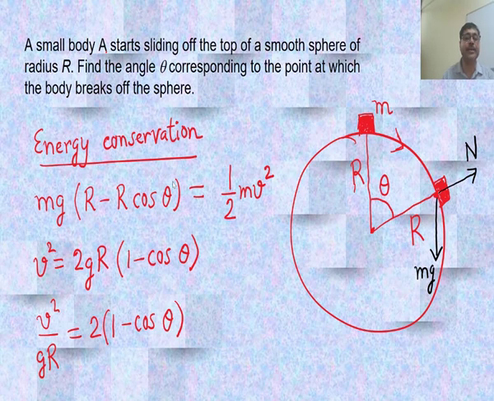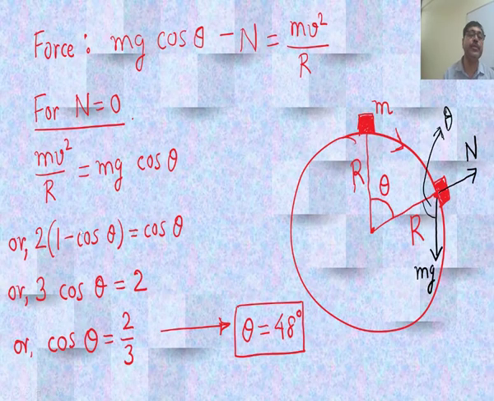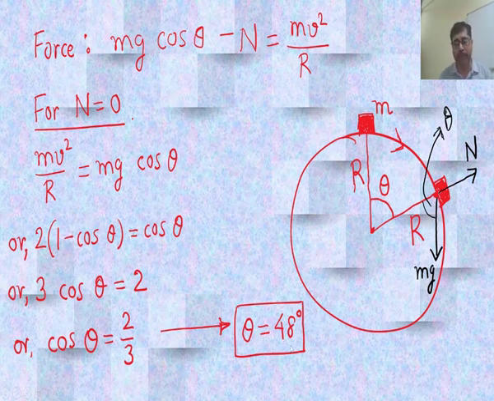Now go back to the previous slide. You have v squared by gr is 2 into 1 minus cosine theta. So this 2 into 1 minus cosine theta should be equal to cosine theta, as we just got. So you can easily solve for cosine theta right here. It comes like 3 cosine theta is 2, and cosine theta is 2 by 3. So theta can be calculated as 48 degrees. So it is exactly not 90 degrees, it is not even 60 degrees, not even 45 degrees. It becomes 48 degrees, and this particular angle does not depend upon the mass, radius or anything, or even the gravitational acceleration g. Okay, this is very interesting to note.